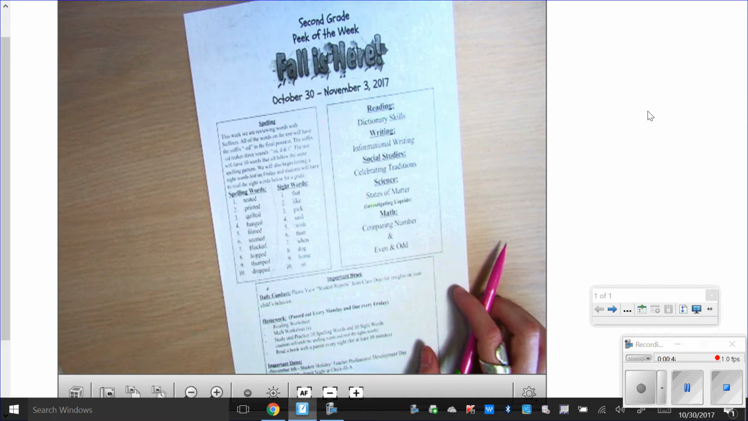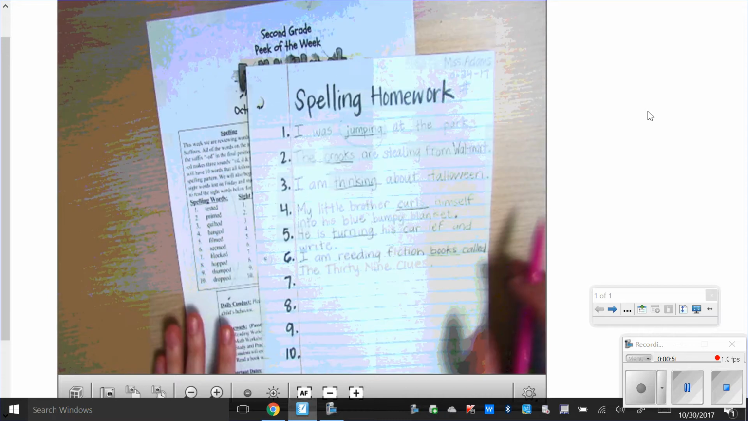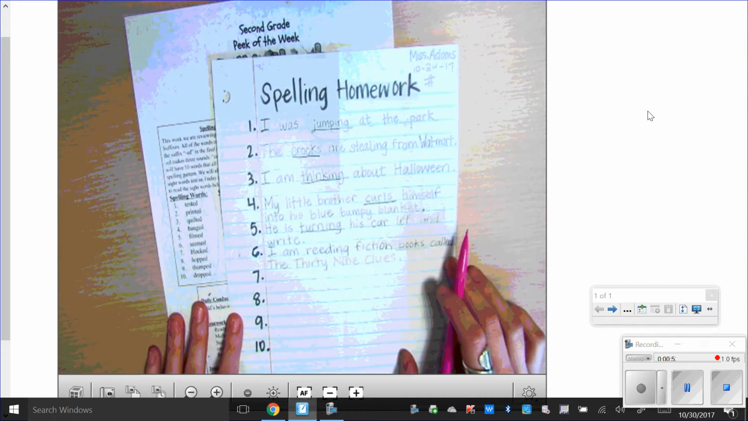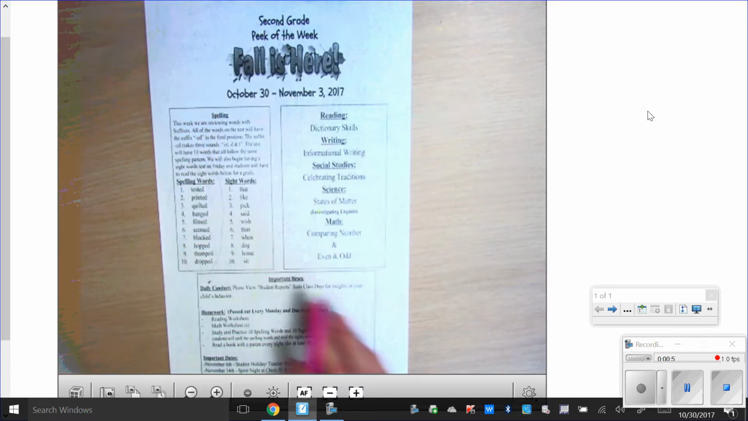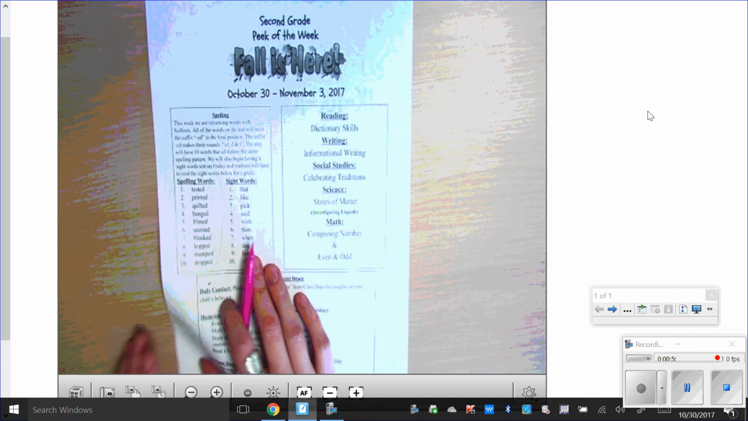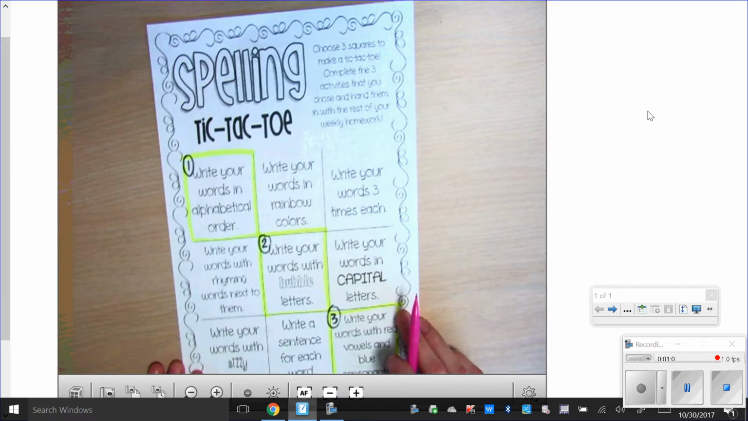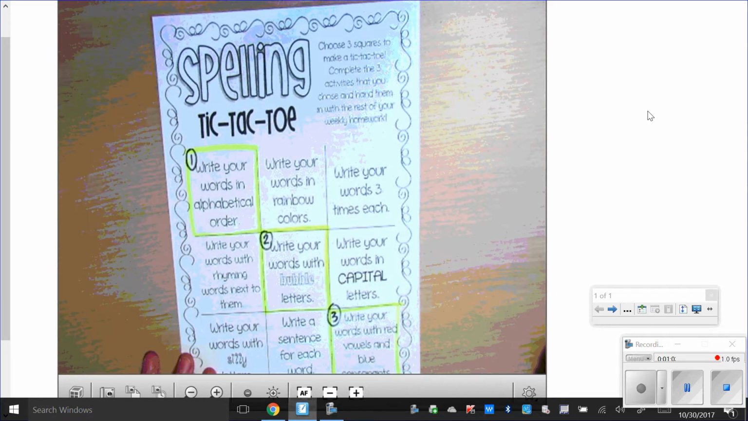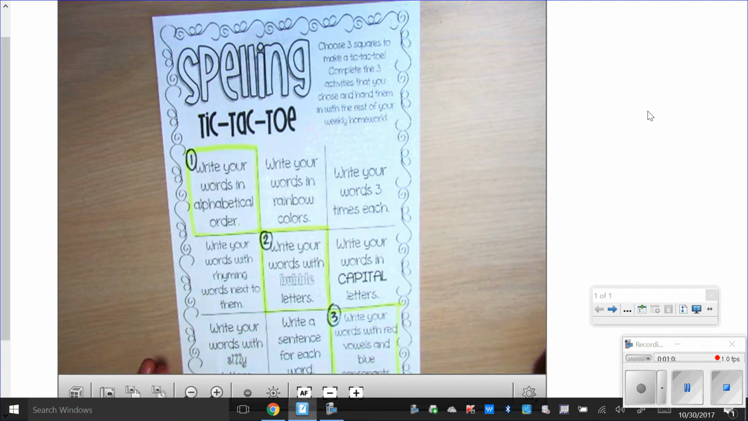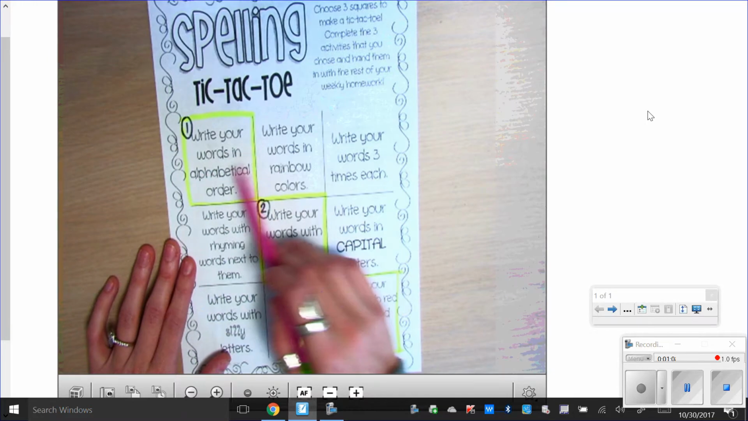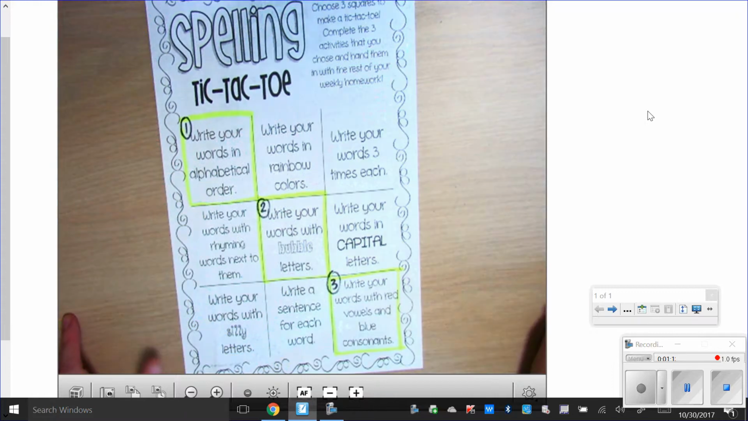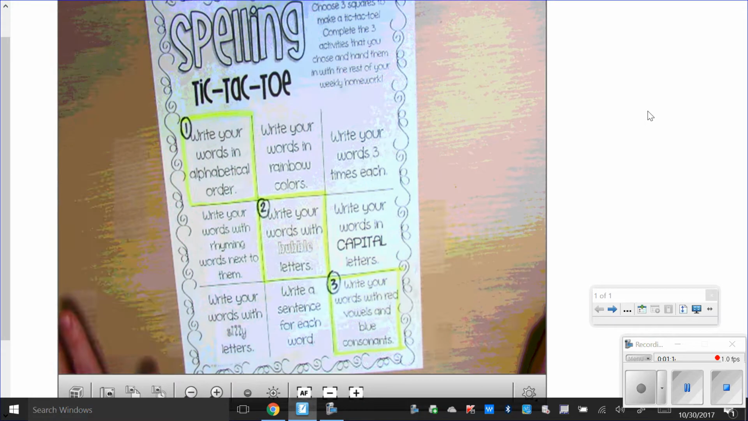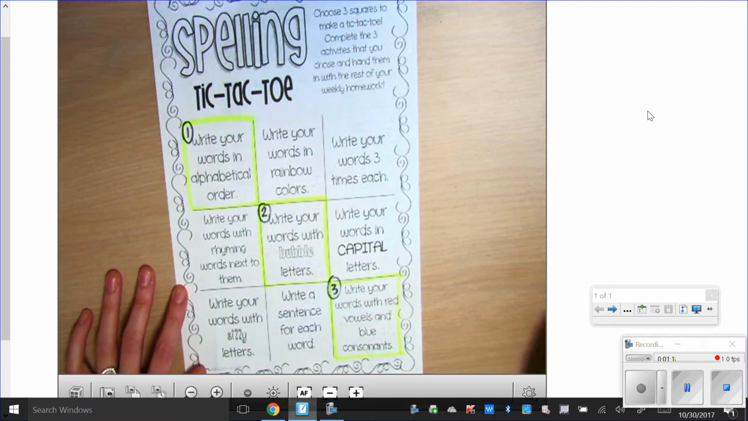Before, I had them take their spelling words and write them in a sentence, okay? Now they have an option. On the back of their peek of the week, you can flip it over, and there's what is called a spelling tic-tac-toe. There are 3 rows of activities your child can do with their spelling words. But they have to pick 3 in a row.